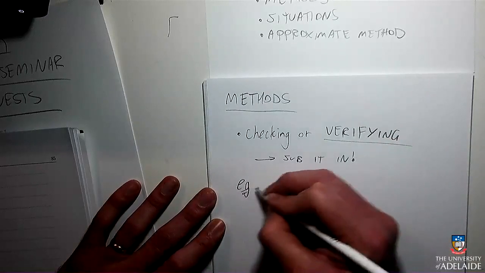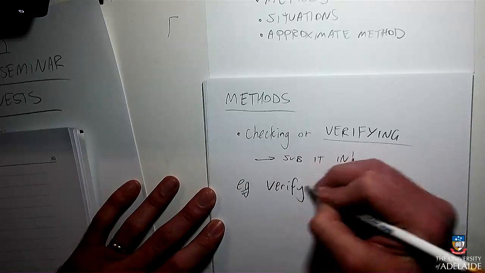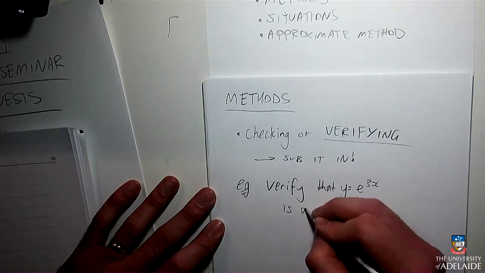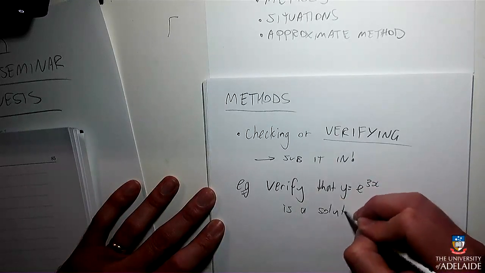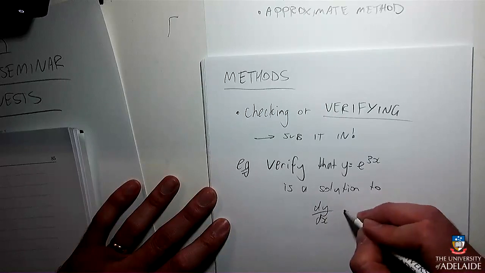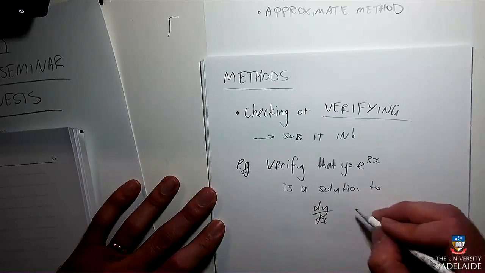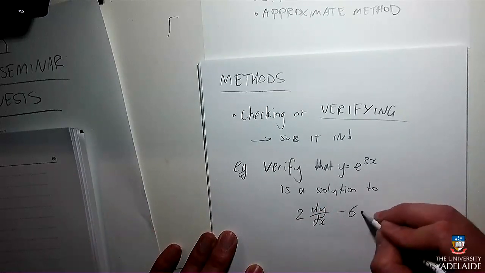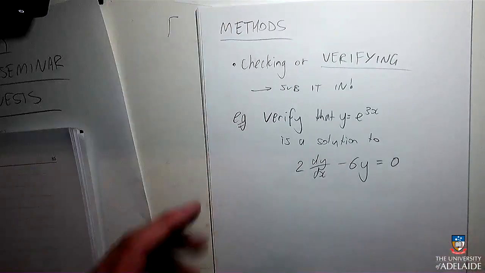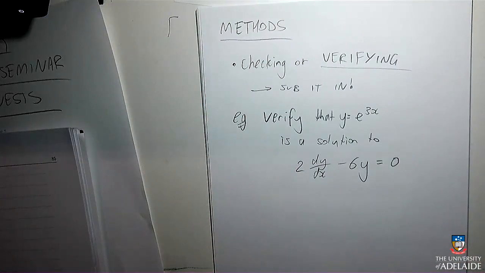So as an example, verify that y equals e to the 3x is a solution to 2 times dy on dx minus 6y is 0. And so you would go, all right. Yes, that'll work. Okay, and so we can see if it's a solution by differentiating and subbing it in.